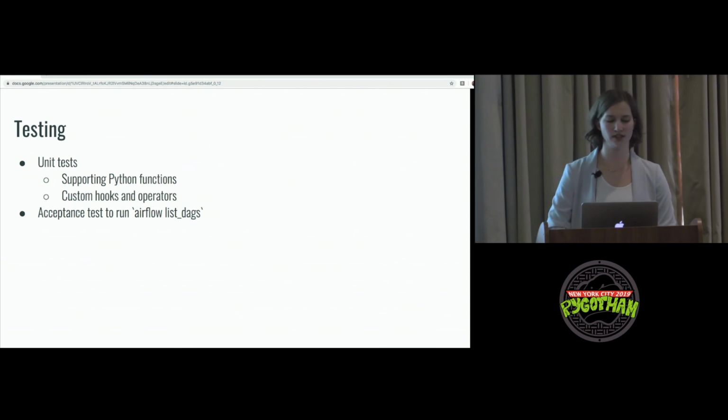You can also create unit tests for custom hooks and operators to make sure you are interacting with those APIs as expected. And finally, something we found helpful is an acceptance test that runs Airflow list DAG. This is an Airflow command that will actually let you know if all of your DAGs are compiling properly. So if you've added a new DAG and also added a connection ID, because this is a new workflow, and you haven't added that yet to staging or production, you will get a failure here and know we need to update something before pushing this to production.